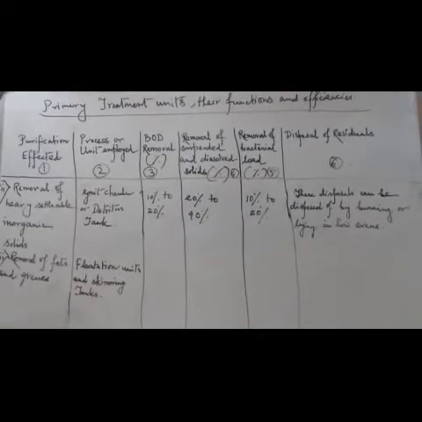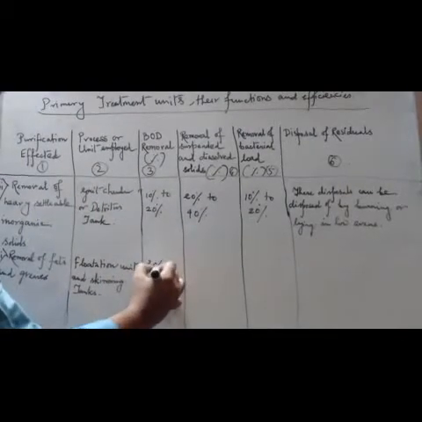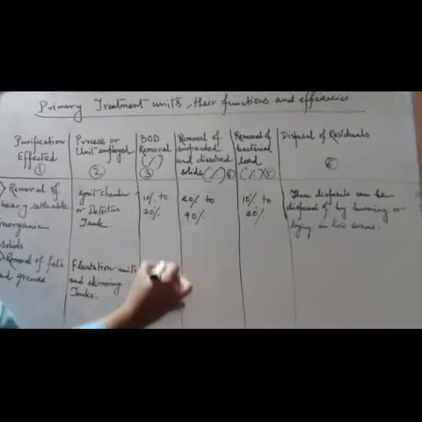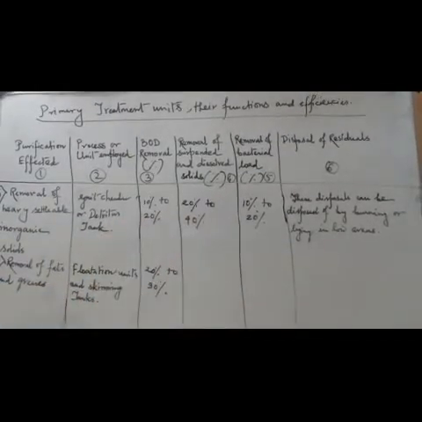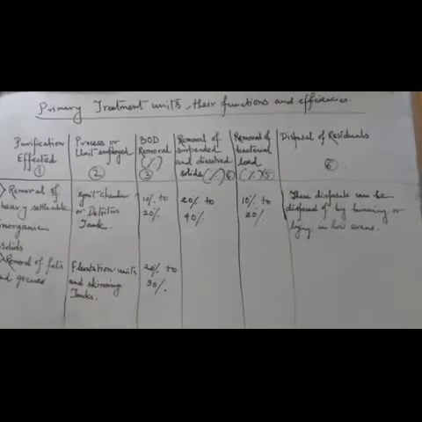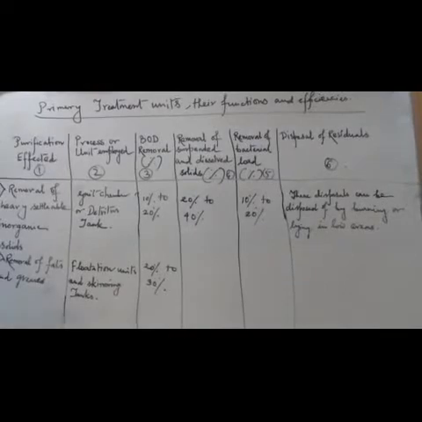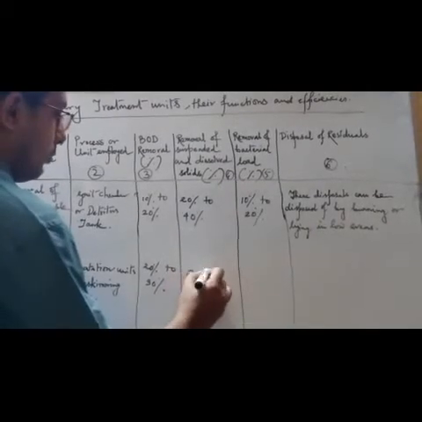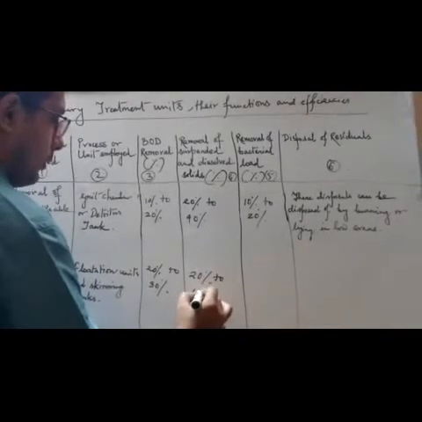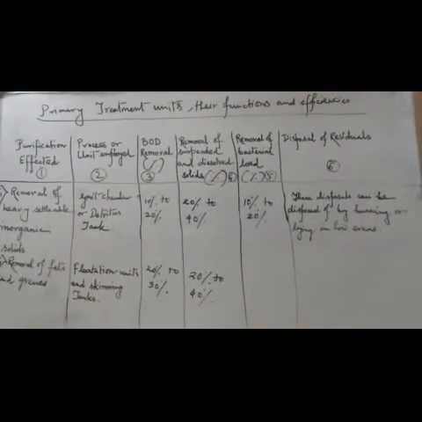And the percentage of removal, that is BOD, is 20% to 30%. It is a little bit higher than for the removal of heavy settleable inorganic solids. And the removal of suspended or dissolved solids is equal to that of settleable inorganic solids, that is 20% to 40%.